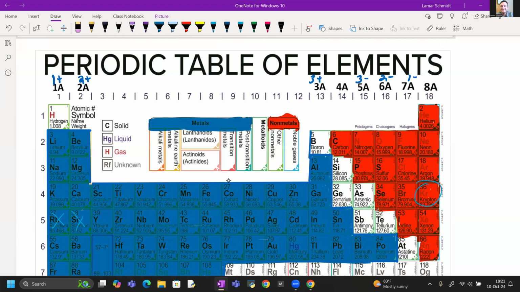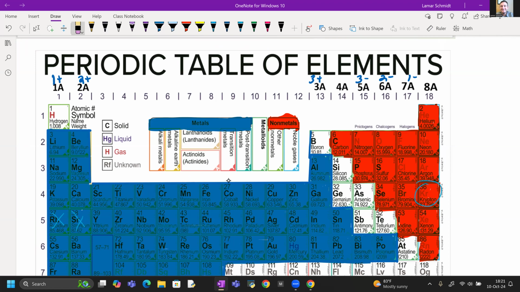So if I asked you, what charge does barium form? You would know it forms a 2 plus charge. How do we know that? Because it has two valence electrons. It's a metal, and it will lose those two valence electrons to obtain a noble gas configuration of xenon. You see that? And so it would end up forming a 2 plus cation.